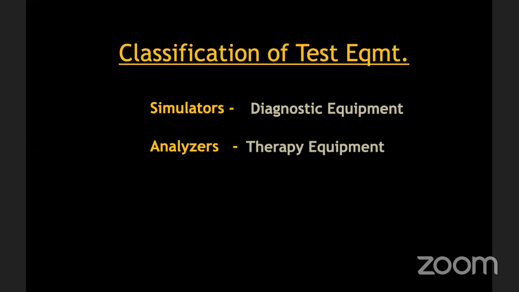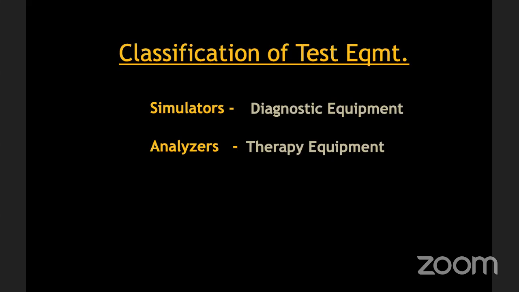So the test equipments are classified as simulators and analyzers. Simulators simulate human signals of known value transmitted to the diagnostic monitoring equipment, and you cross-check whether the simulated signals are shown on the equipment. The simulators also simulate mostly abnormal signals because that is what is to be checked with the diagnostic machine.